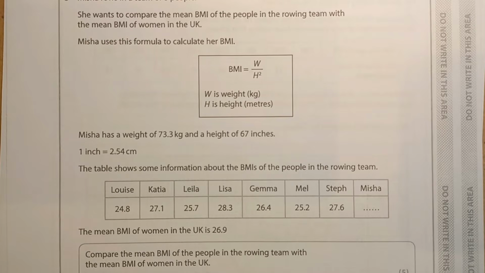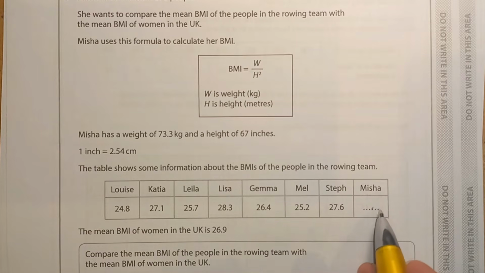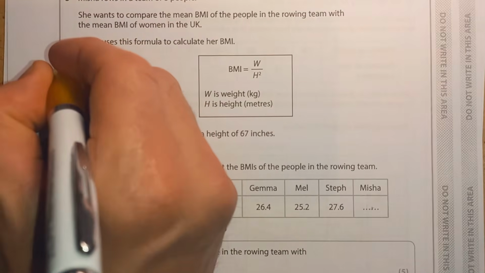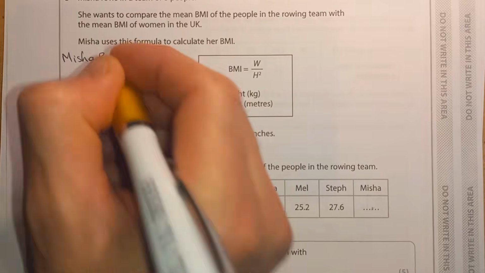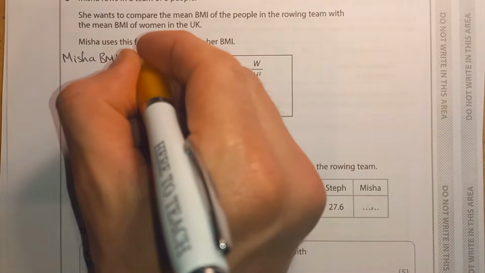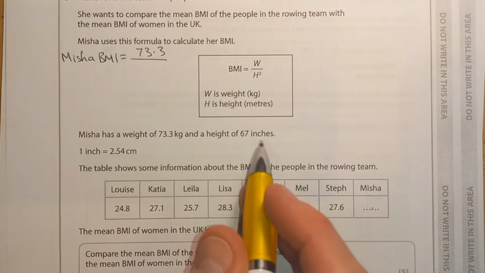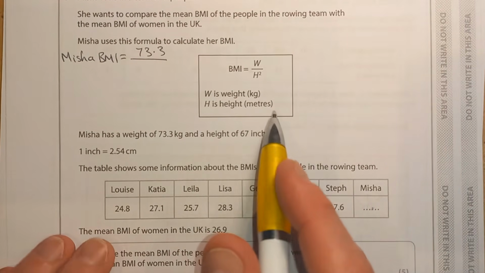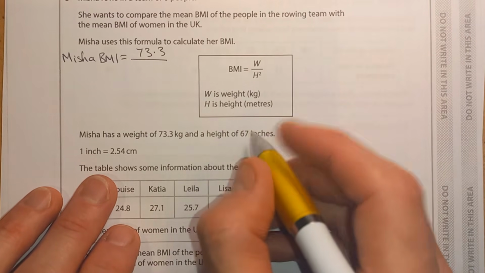Right, so we need to work out the mean BMI of this rowing team here. Before we work out the mean, we need to know what this value is that's missing. So we need to work out Misha's BMI. Okay, so let's do this up here. So Misha's BMI, well, it's the weight, and we're told the weight is 73.3 divided by h squared. But they want h in meters. Okay, we've got 67 inches.